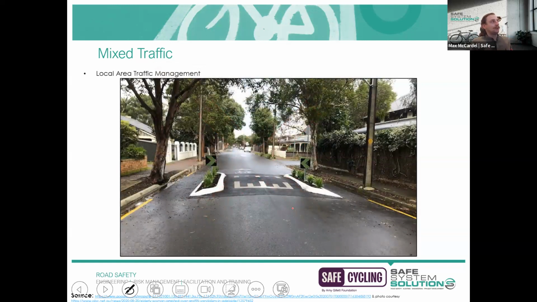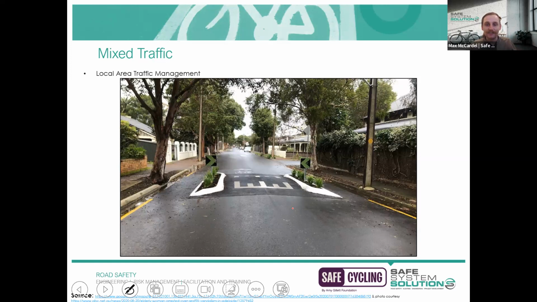Where you are looking at implementing your sharrows, as I mentioned before, you want to be doing this in combination with local area traffic management treatments. For those that work within councils, you're probably incredibly up to date with all of this information, but you want to create slow points, you want to create vertical deflection or speed humps or one-way areas, just so vehicles are slowing down. It's not just the sign, there's physical infrastructure there forcing vehicles to slow down.